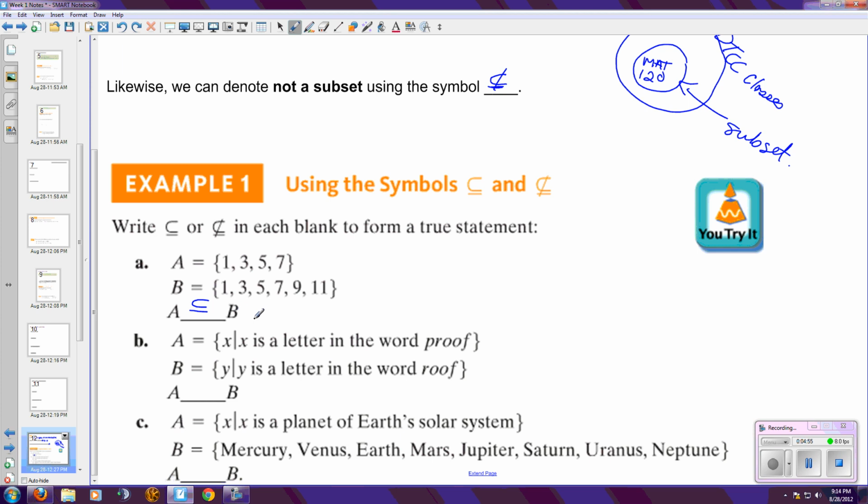So our true statement here would be A is a subset of B. Just like with the "is an element of," that little symbol represents a couple of words there. It would mean "is a subset of" or "is not a subset of," depending.